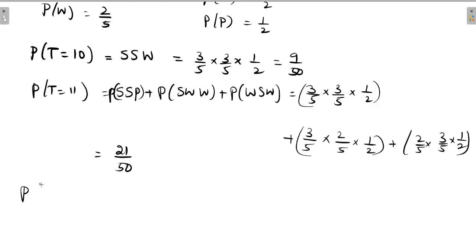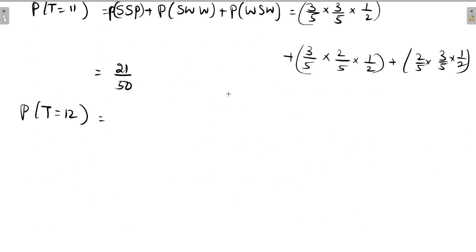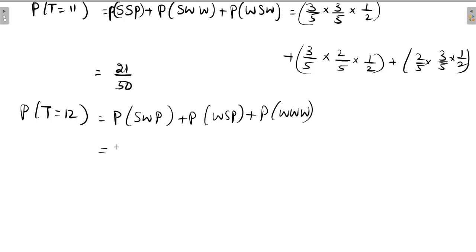Then probability of T equal to 12. Here also some possibilities are there to find. There are 3 combinations. So probability of SWP plus probability of WSP plus probability of WWW. These are to get the total of 12.